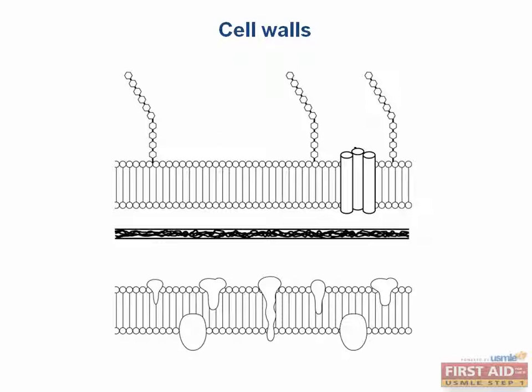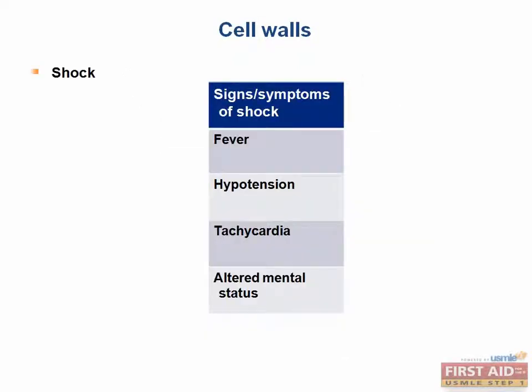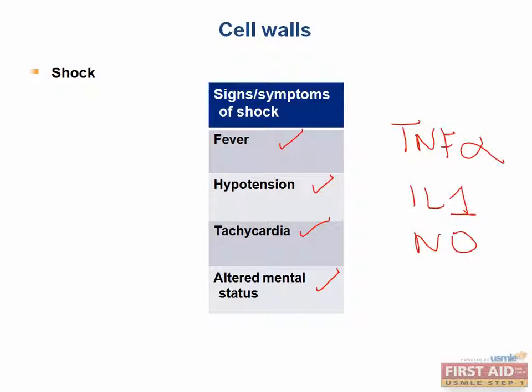Hang on just a sec. What is septic shock? Do you remember the signs and symptoms? I'm thinking of fever, hypotension, tachycardia, and altered mental status. Endotoxins activate host immune cells and cause macrophages to release TNF-alpha, interleukin 1, and nitric oxide, which all cause massive vasodilation and severe hypotension.